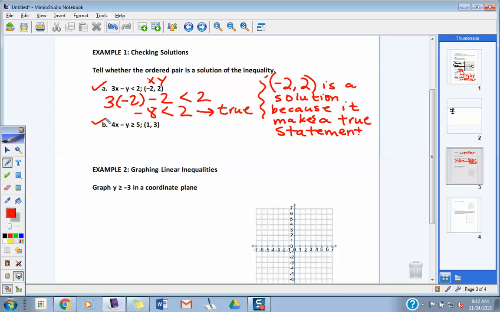I want to know if 1 comma 3 is a solution to the inequality they give you up there. So go ahead and grind that out there. See what you get. What are you guys finding out here on B? Solution or no solution? Not a solution? Okay, not a solution. Let's check it.